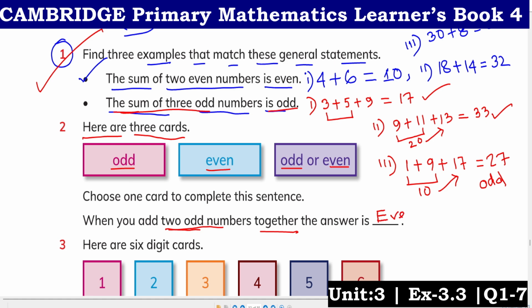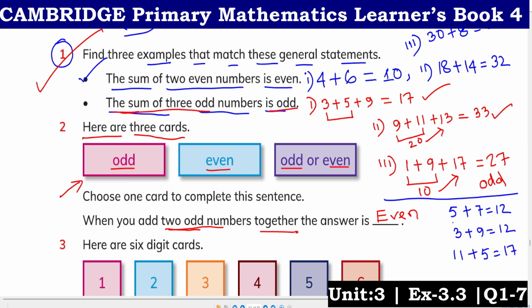The answer is even. For 2 odd numbers, we have to show an example, otherwise our learning will not be complete. 2 odd numbers like 5 plus 7 equals 12. Suppose 3 plus 9 equals 12. Suppose 11 plus 5, it's 16. So look, for all 2 odd numbers, once we make the summation, we will get an even number. So our answer, even, is correct. So the second problem is done.